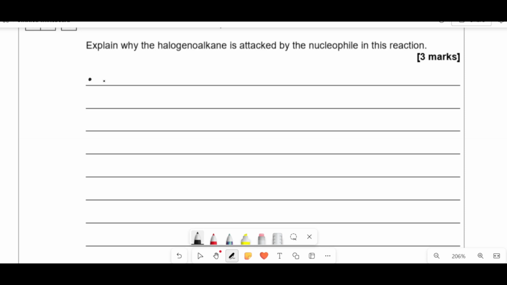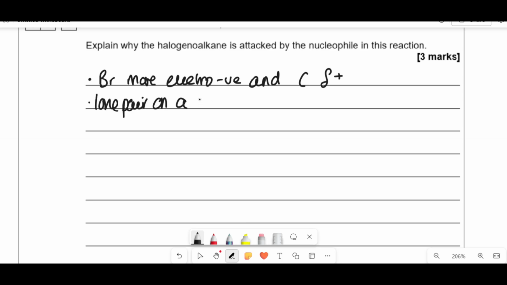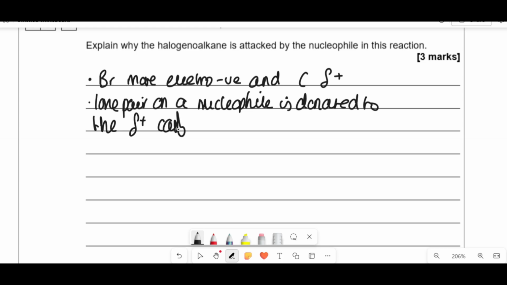So here, what we would say is that Br is more electronegative. Obviously, you write the whole thing. And therefore, carbon is partially positive. So then the lone pair on a nucleophile is donated to the delta positive carbon. That's the only reason why it wants to go for it. Otherwise, it's pretty happy existing as is.